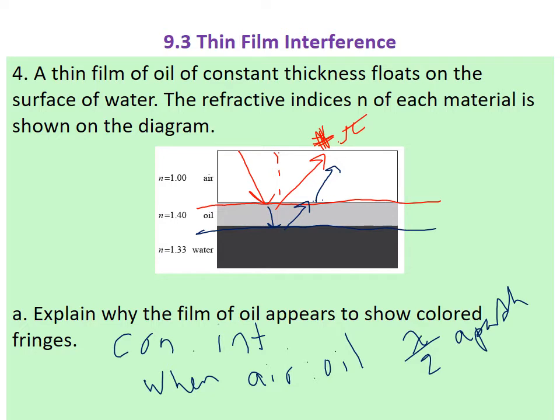From the light that reflects off the oil-water boundary. When these two interfere with a path difference of lambda over 2, you'll get constructive interference. So put that into words and we'll go on to part B.